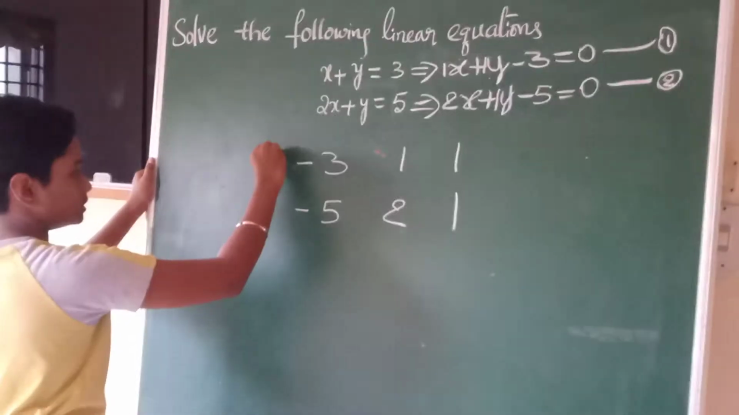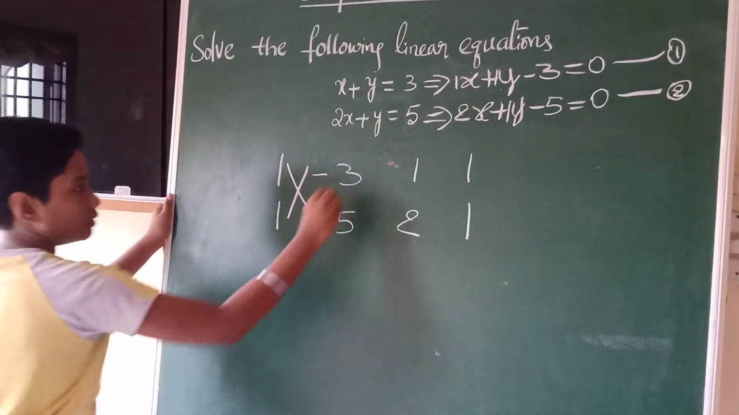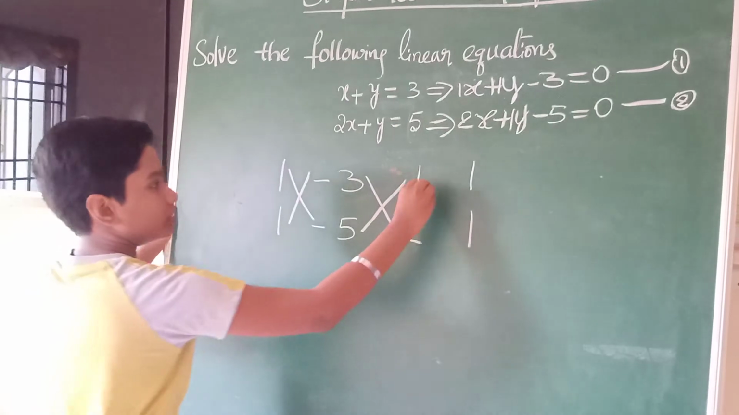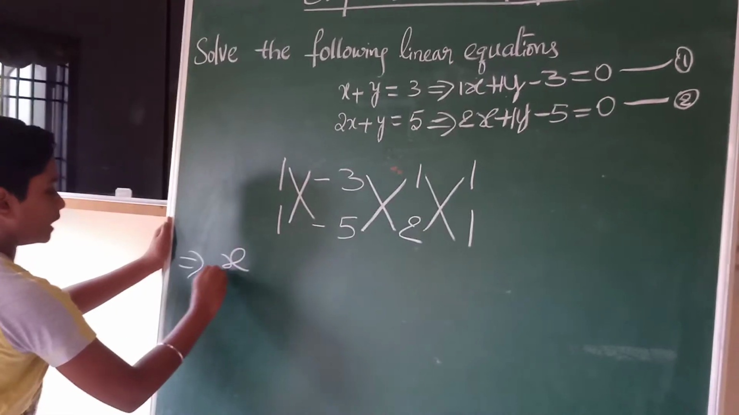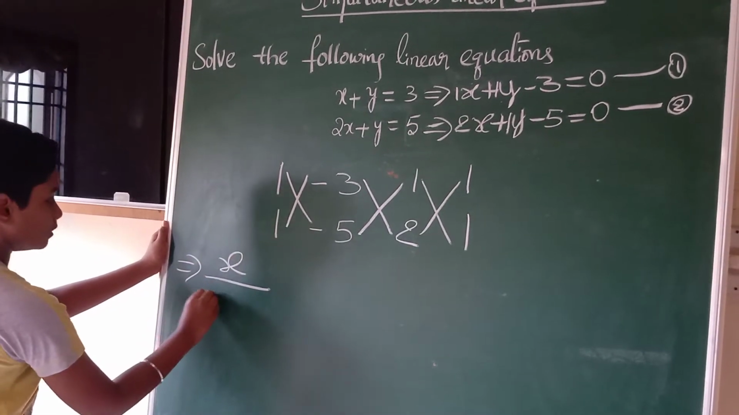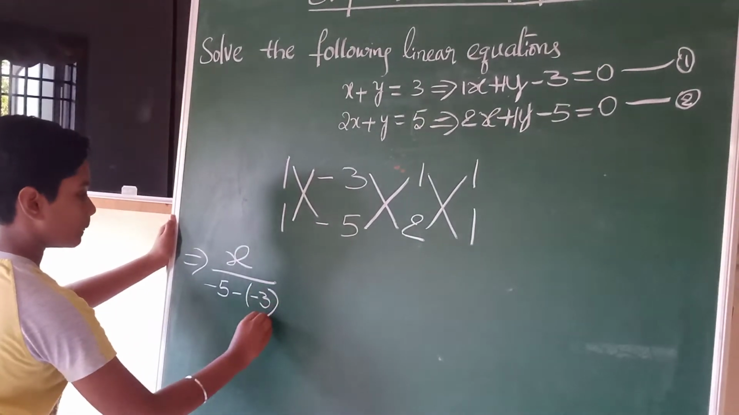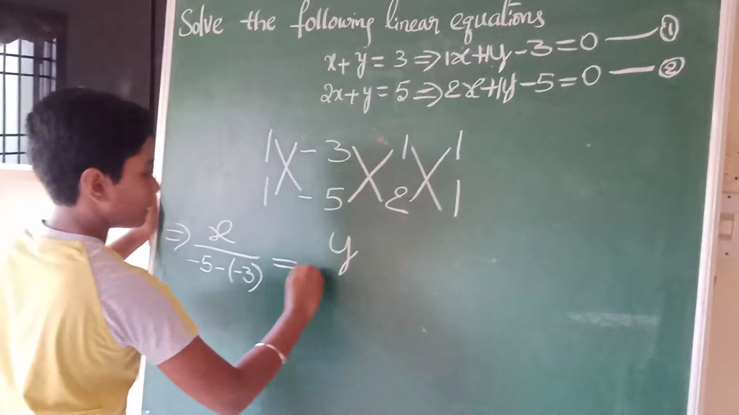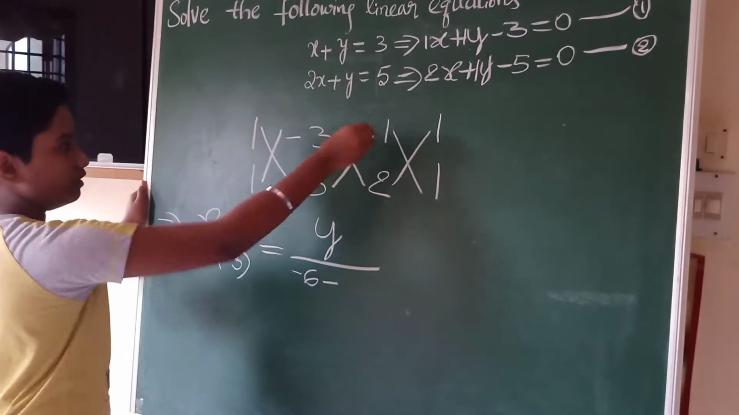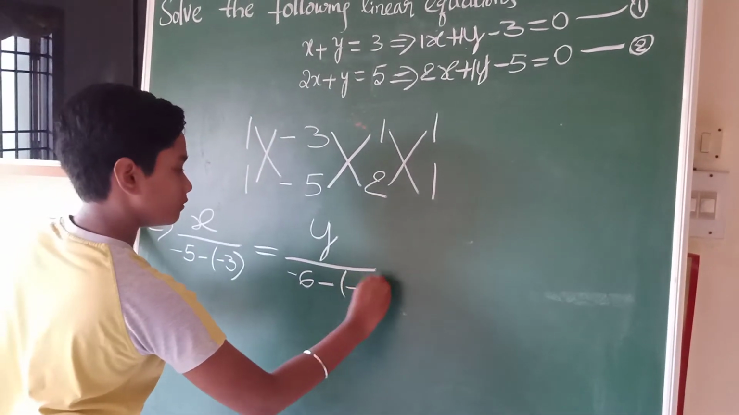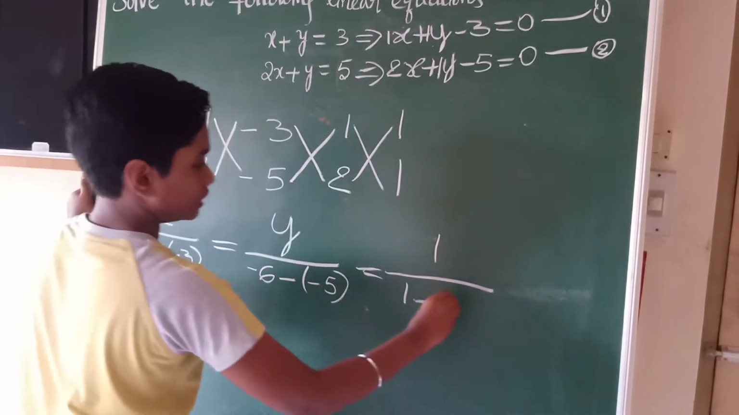Cross multiply these numbers. 1 into minus 5, 1 into minus 3, minus 3 into 2, minus 5 into 1, 1 into 1, 2 into 1. Implies x by 1 into minus 5, minus 5, minus 1 into minus 3, minus of minus 3, is equals to y by minus 3 into 2, minus 6, minus 5 into 1, minus of minus 5, is equals to 1 by 1 into 1, 1 minus 2 into 1 is equals to 2.